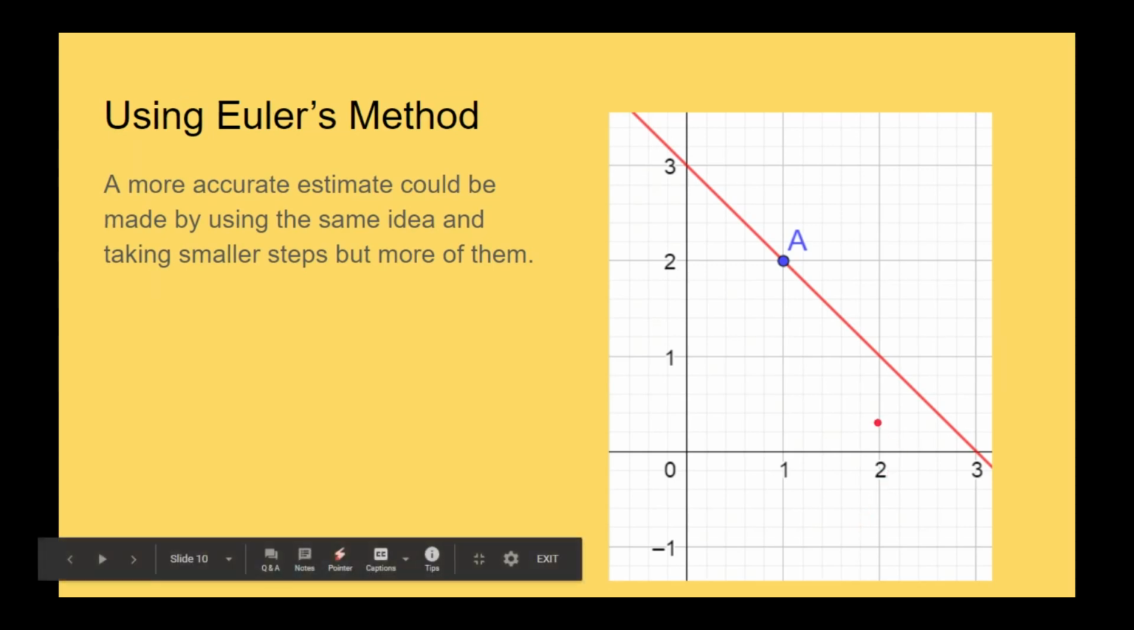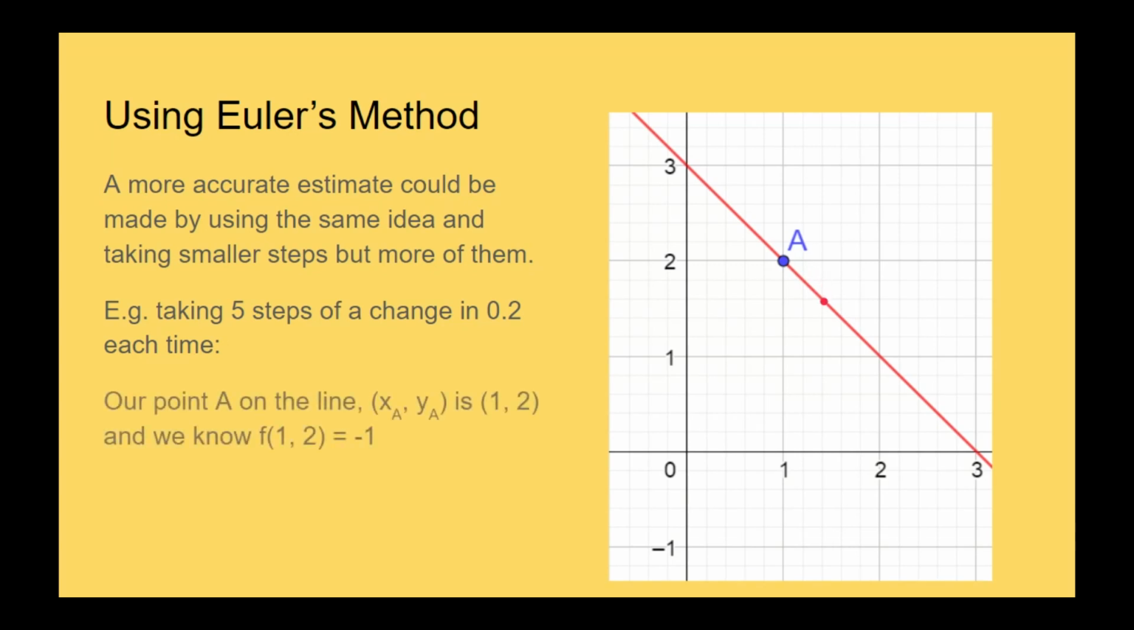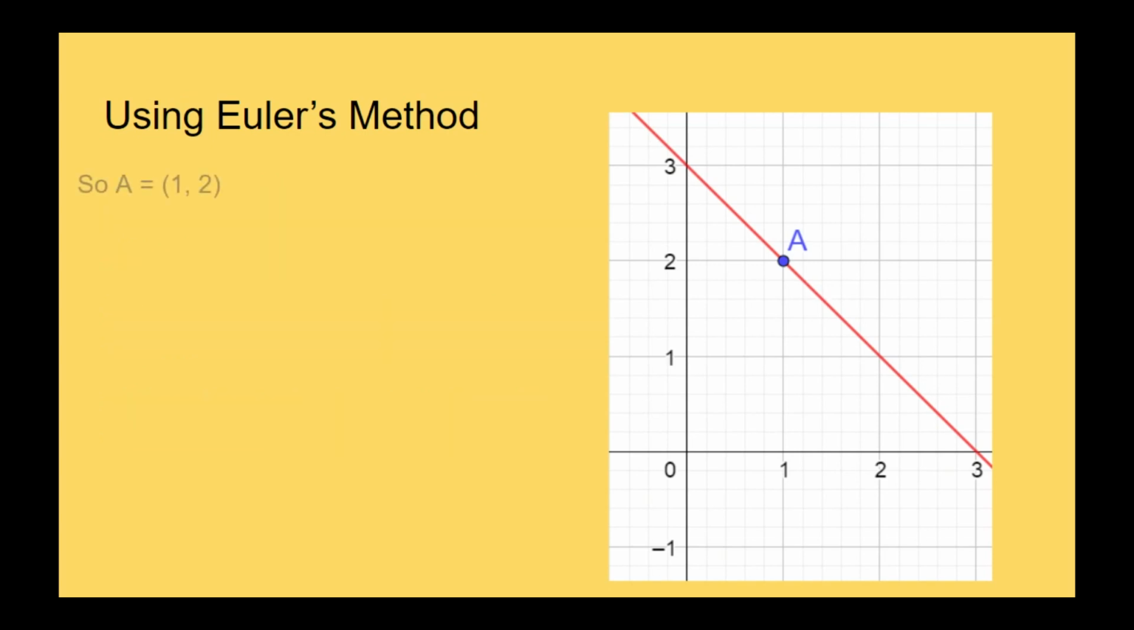If we, instead of taking one step of 1 in the horizontal and working out the corresponding y point on the tangent, we can take more smaller steps. And sometimes Euler's method is called the step-by-step method. So what we're going to do is we're going to take 5 steps. Each step is 0.2 and find the corresponding y values at each point. So we've got our starting point. We know the gradient at this point. But this time, our step length is 0.2.